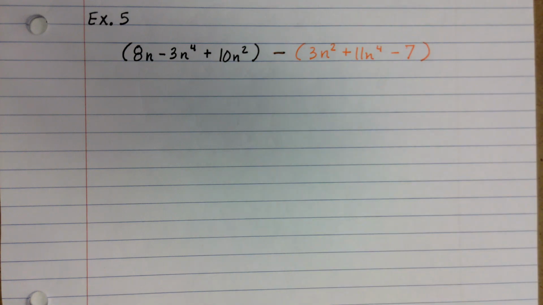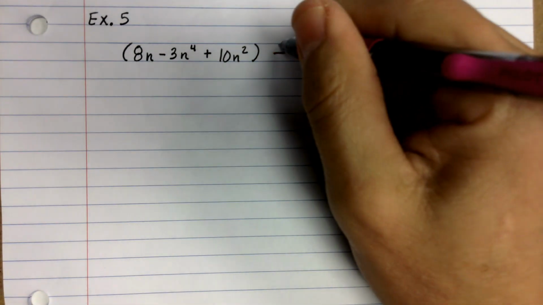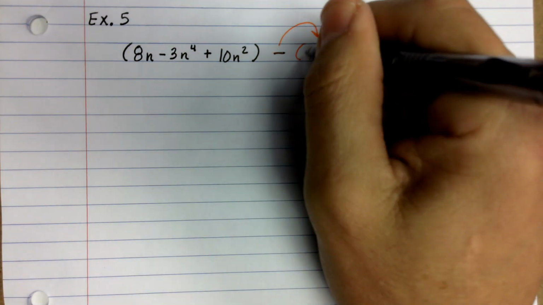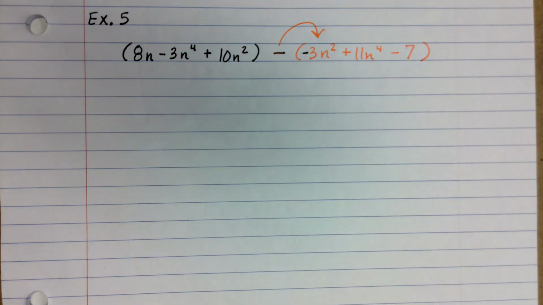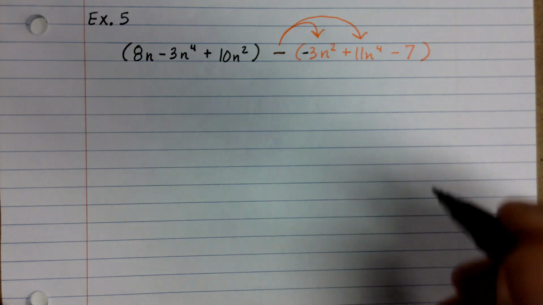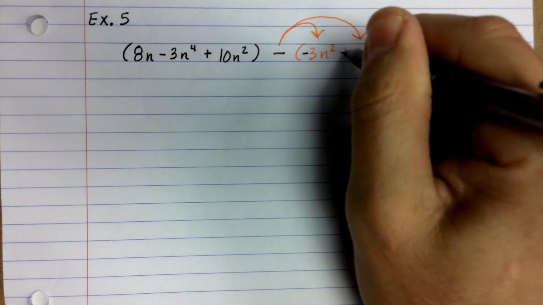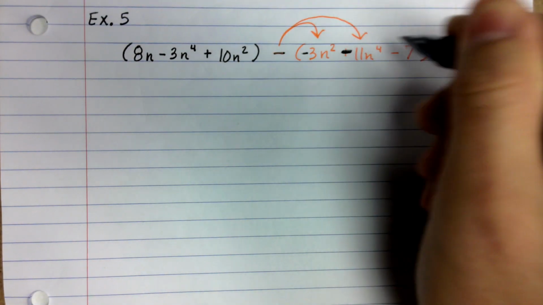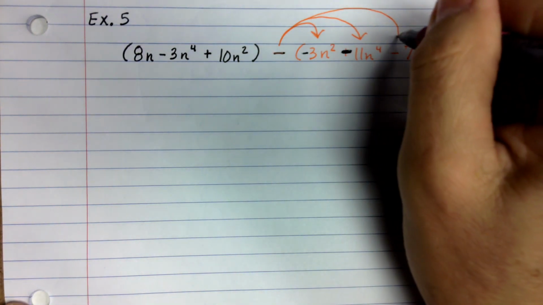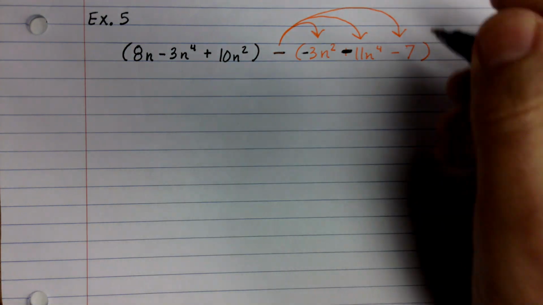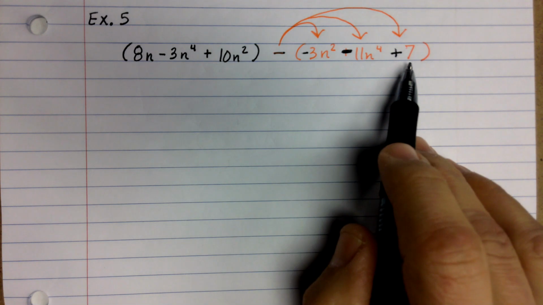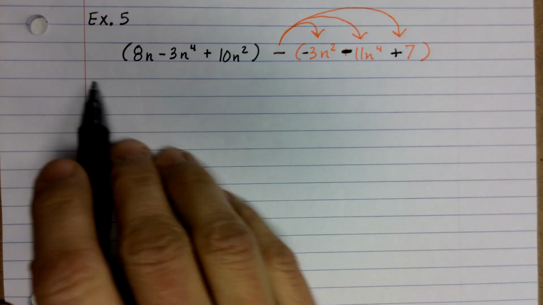Alright, we're going to follow that same process. I need to first distribute this negative sign. So negative 1 times positive 3 just changes that to a negative 3n squared. Distribute the negative sign to the positive 11n, and it turns it into a negative 11n to the 4th power. And distribute that to the negative 7, and it becomes a positive 7. So now I've got all my signs changed, and I'm going to start writing these out.